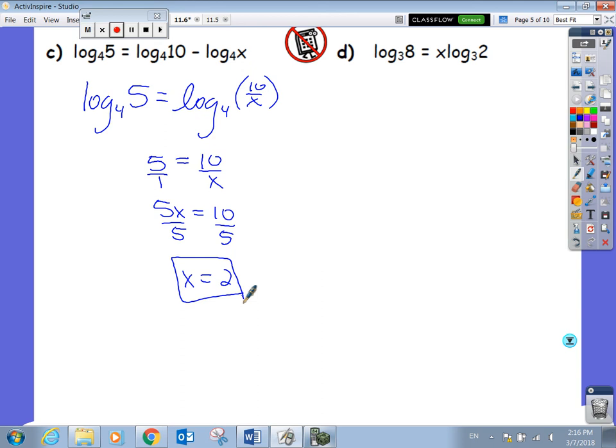All right, the next one is almost the same. Log base 3 of 8 equals x times log base 3 of 2. So those aren't the same. We can't divide by 2 or divide by anything like that. We want to get these to be the same. So log base 3 of 8, using our fourth law from yesterday, becomes log base 3 of 2 to the x.